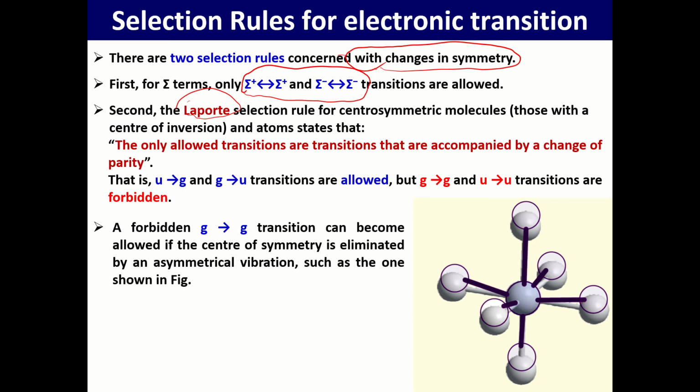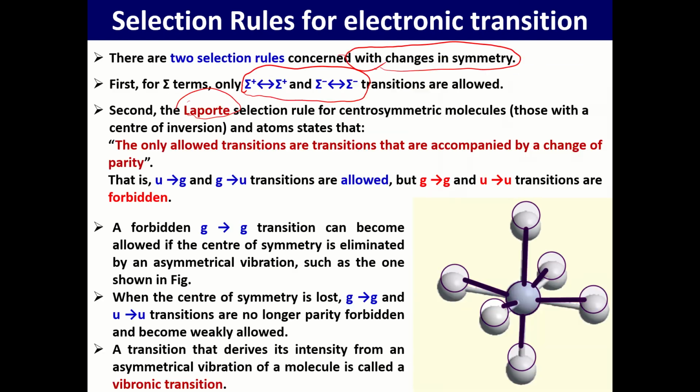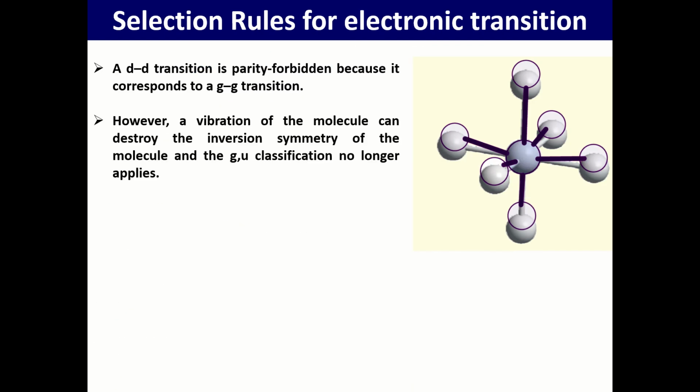So if somehow the symmetry is broken, so it is important that this will happen for the center of symmetry of the molecule, vibronic transitions. So if it is a vibrating molecule, DD transition is a GG transition. So remember this thing, and that's why it is called. So vibrating molecule, the symmetry is broken, and then G to G or U to U transition is possible. Okay.